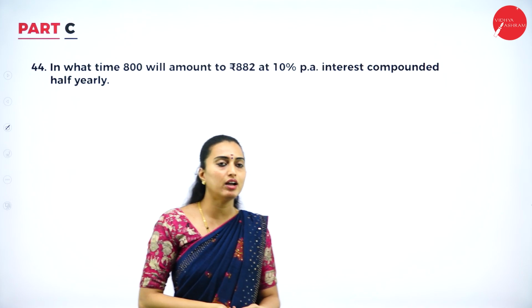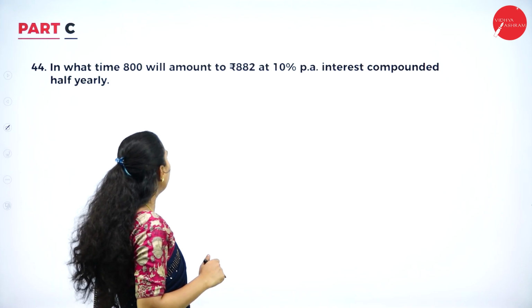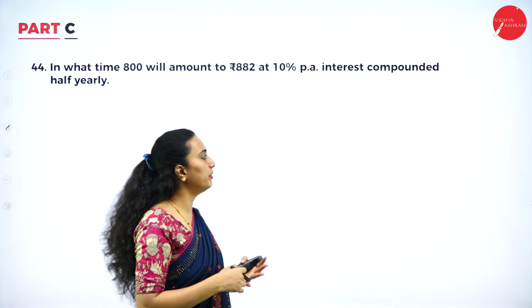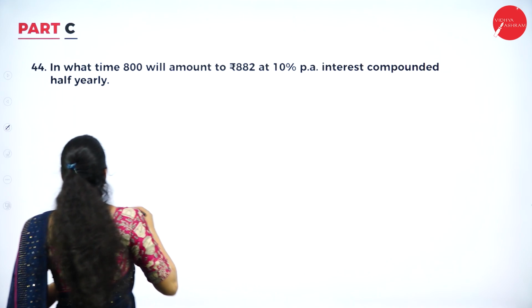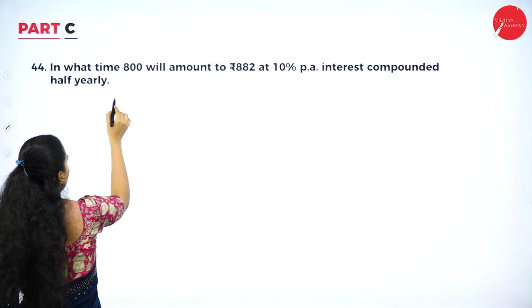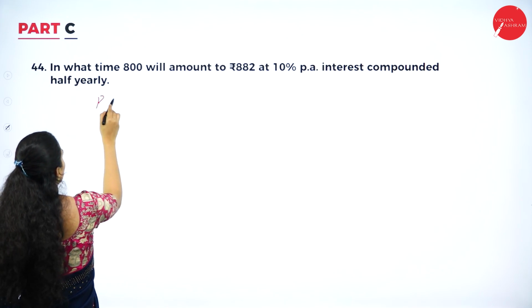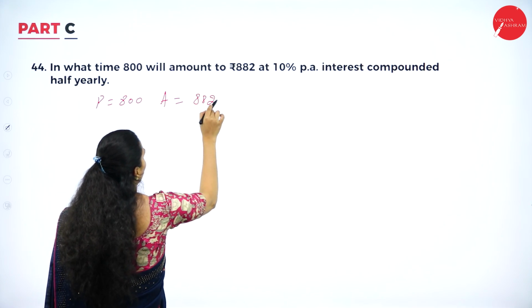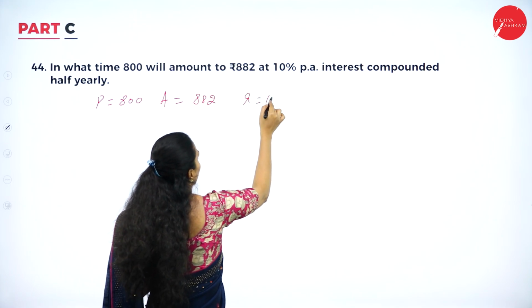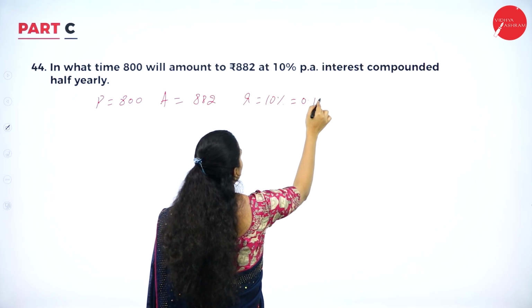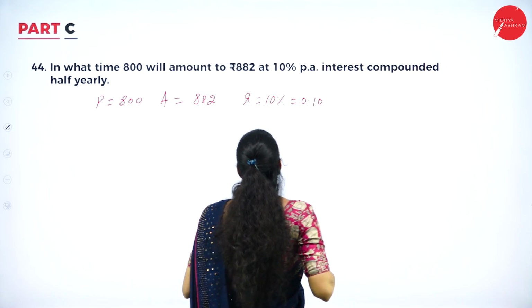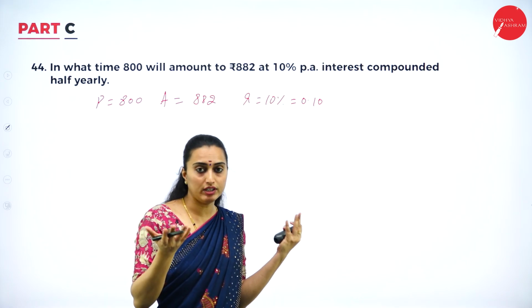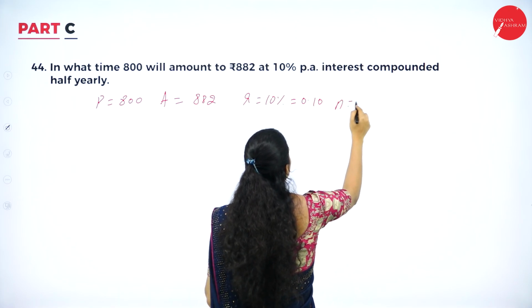Now we'll be moving on to the next question. What they've asked: in what time will 800 amount to rupees 882 at 10% per annum interest compounded half yearly? So here, they have given the principal amount as rupees 800, A they have given as 882, and R they have given as 10%, which can be converted as 0.10, and half yearly they have given. You need to calculate the time, that means the number of years. So n will be equal to question mark.